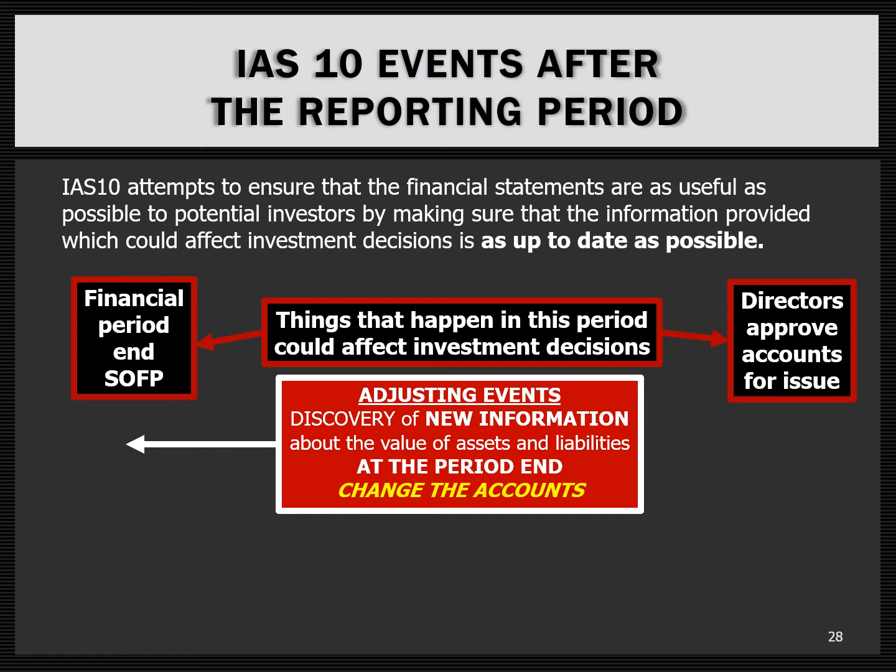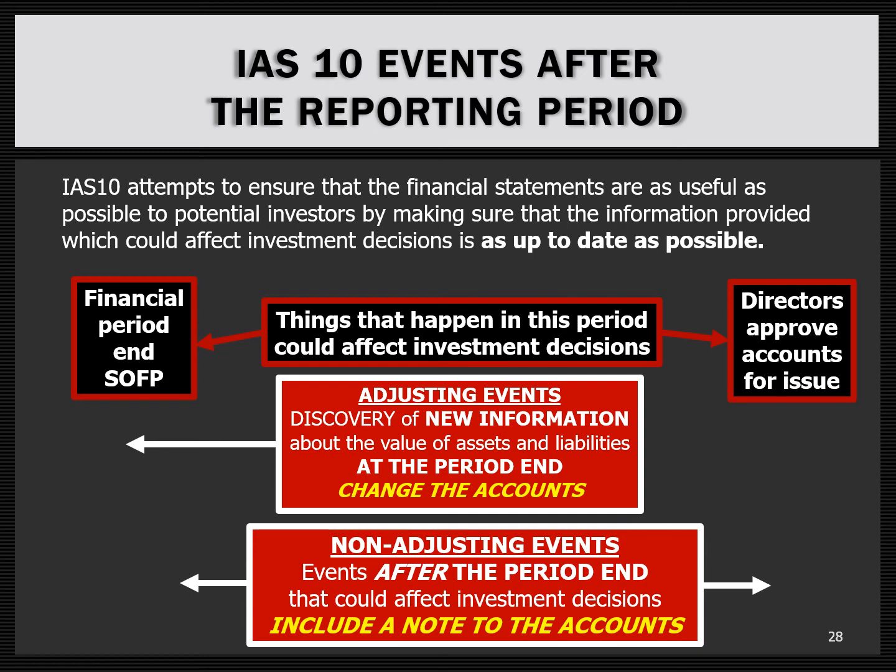We're discovering things that we didn't know before that can affect the value of assets and liabilities at the year-end date. And adjusting events require a change to the accounts before they're issued to the shareholders. Non-adjusting events are things that happen after the year end that could affect investment decisions but don't affect the company's balance sheet position at the year end. But because they can affect investment decisions, they need to be included in the accounts as a note, but not as an adjustment to the statement of financial position.